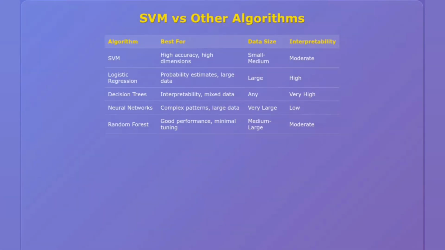When should you choose SVM over other algorithms? Use SVM when you have high-dimensional data, need high accuracy, and have a moderate-sized dataset. Choose logistic regression for large datasets where you need probability estimates. Pick decision trees when you need interpretability. Neural networks are better for very large datasets and complex patterns. Random forests are great when you want good performance with minimal tuning. The choice depends on your specific requirements and constraints.